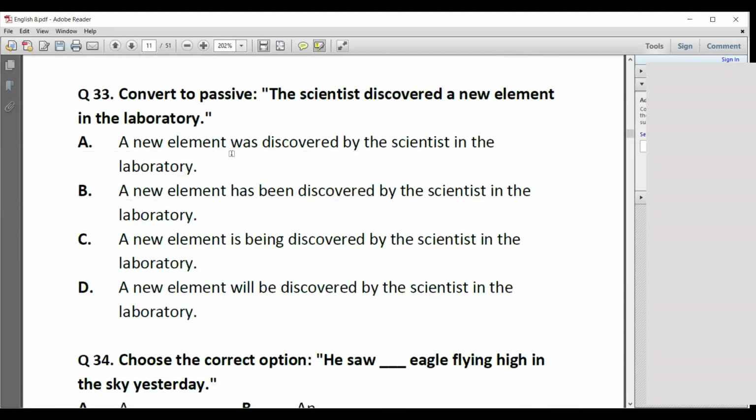Question 33. Convert to passive. The scientist discovered a new element in the laboratory. A. A new element was discovered by the scientist in the laboratory. B. A new element has been discovered by the scientist in the laboratory. C. A new element is being discovered by the scientist in the laboratory. And D. The new element will be discovered by the scientist in the laboratory. The correct answer is option A. A new element was discovered by the scientist in the laboratory.